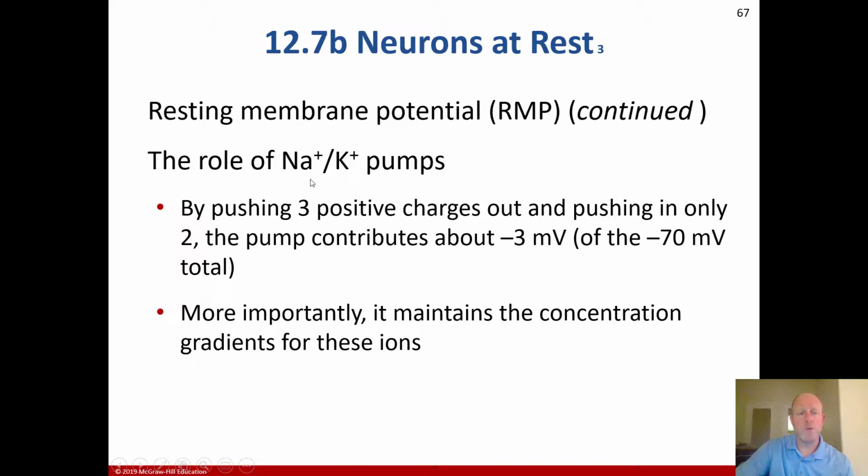As for the role of the sodium-potassium pumps, by pushing 3 positive charges out and pulling only 2 in, the pump contributes about negative 3 millivolts of the negative 70 millivolts total. And more importantly, it maintains the concentration gradient for these ions.